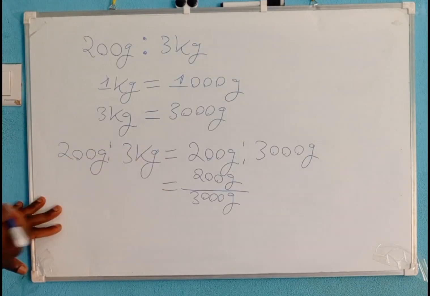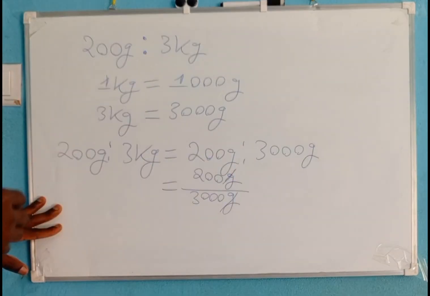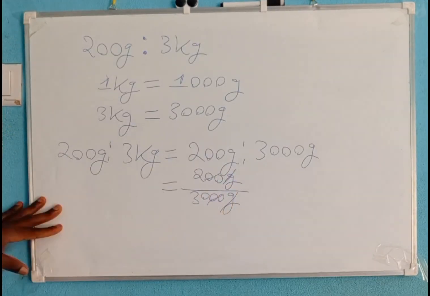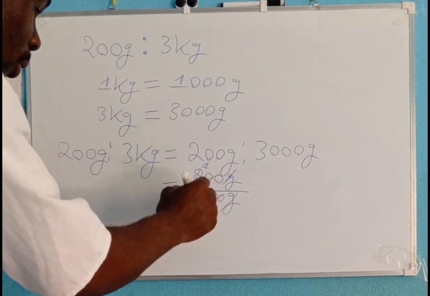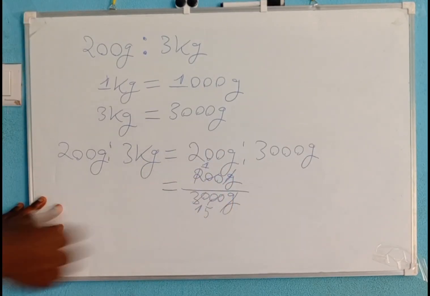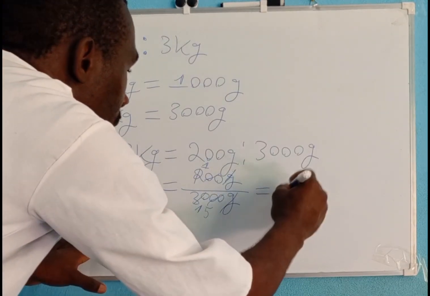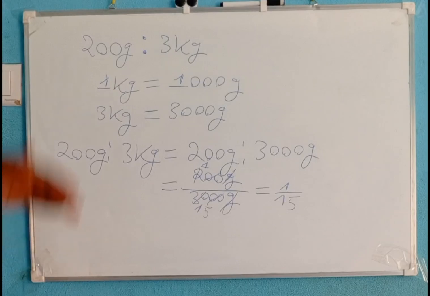Now we are going to carry out simplifications. The units will go off, the grams will strike off, the 2 zeros at the numerator will strike off the 2 zeros at the denominator. We'll be left with 2 over 30. 2 will go into 2 1, 2 will go into 30 15 times. This will simply be equal to 1 all over 15 in the fractional form.